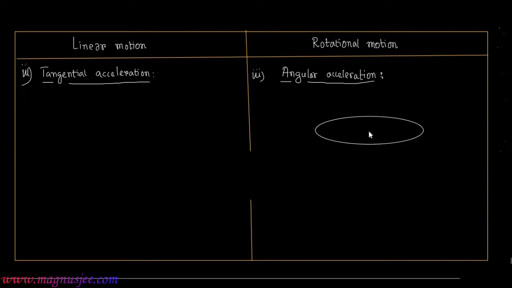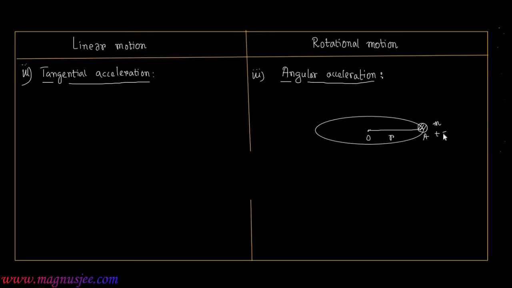In the diagram, this is a horizontal circular orbit. O is the center, R is the radius, and the body was at the point A. The body of mass M was at the point A at instant t equals 0 second. At the initial point A, the body has initial tangential velocity u.